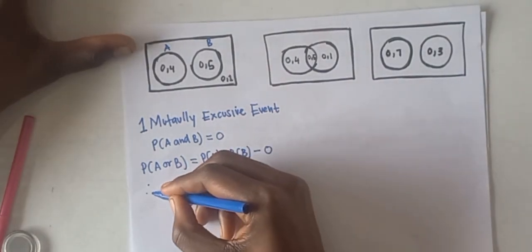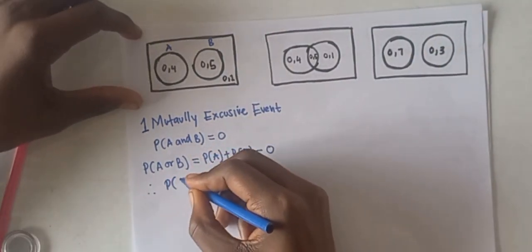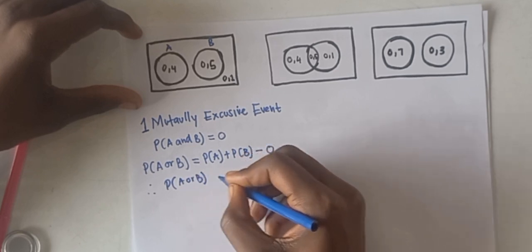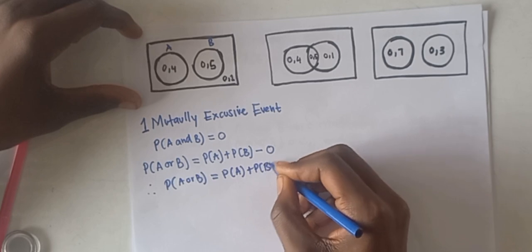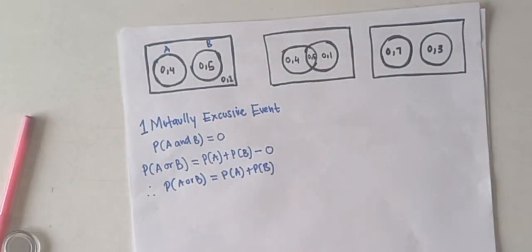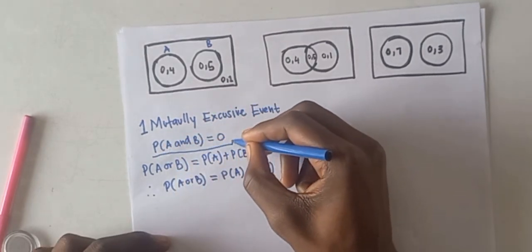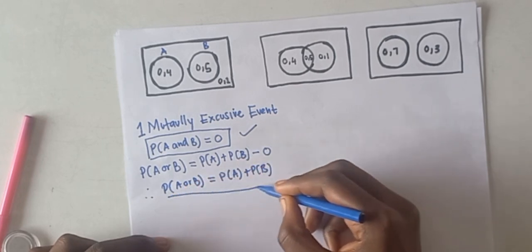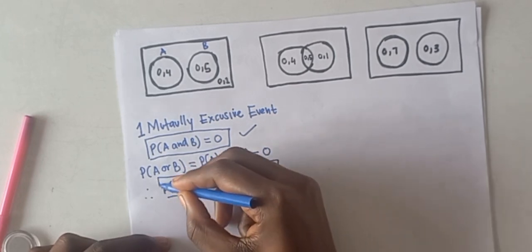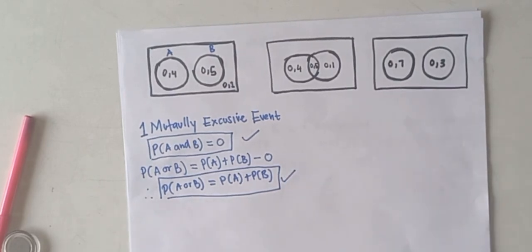Therefore, if the two events are mutually exclusive, the probability of A or B has to be equal to the probability of A plus the probability of B. So whenever a statement says two events are mutually exclusive, you have to conclude that the probability of A and B is equal to 0, and the probability of A or B is equal to the probability of A plus the probability of B. That's what it means when they say mutually exclusive events.